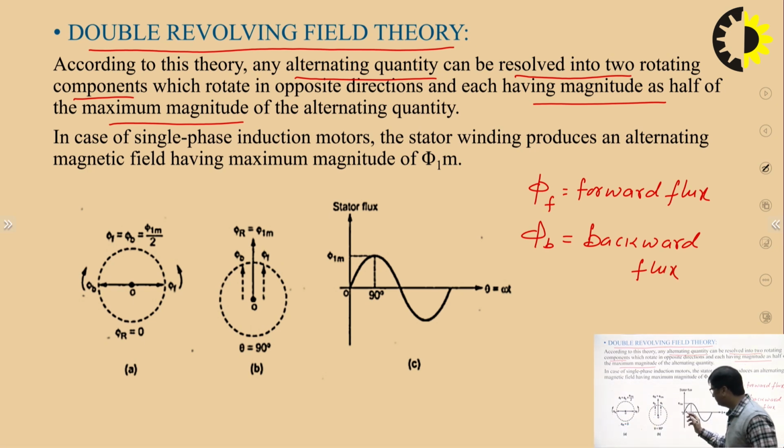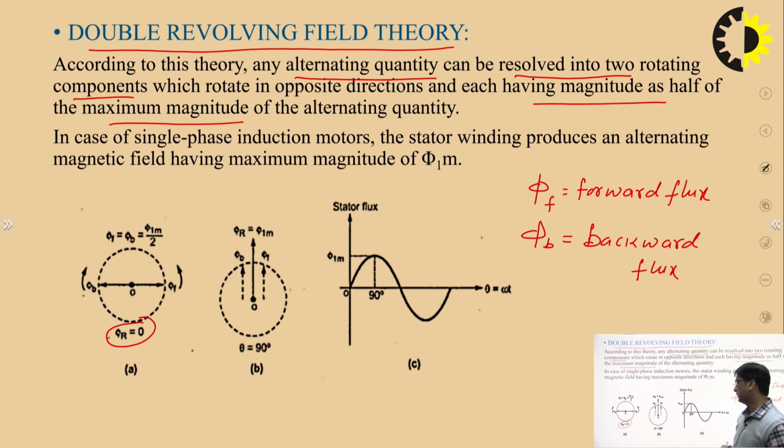Now, at this position, at position O or the initial position, these two fluxes are equal and opposite, and they are rotating in opposite directions. So at position 0, the forward flux is in this direction, and the backward flux is just opposite to that, at 180 degrees, and the resultant flux will be 0. So here you can see that the resultant is 0 at theta equal to 0 degree.